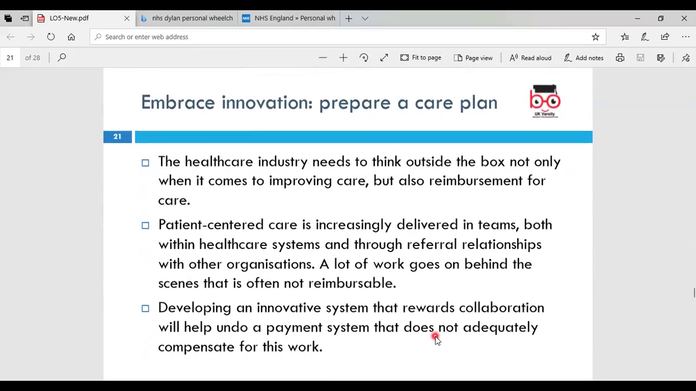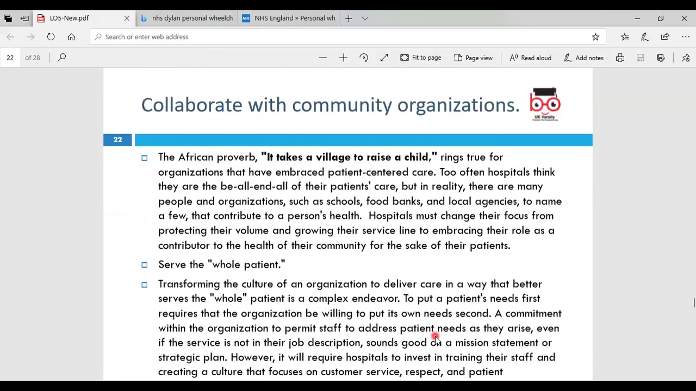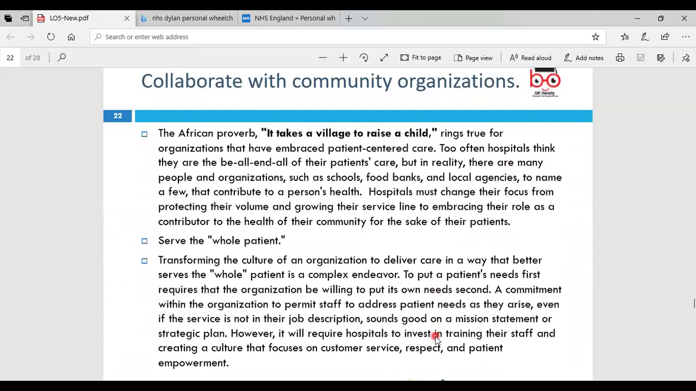Embracing innovation. So it's very important to prepare a care plan. So the healthcare industry needs to think outside the box when providing care. Patient-centered care is increasingly delivered in teams within the healthcare systems and through referral relationships with other organizations. Lots of work goes on behind the scenes, and it's not often reimbursable. Developing an innovative system that rewards collaboration will help undo a payment system that does not adequately compensate for this work.